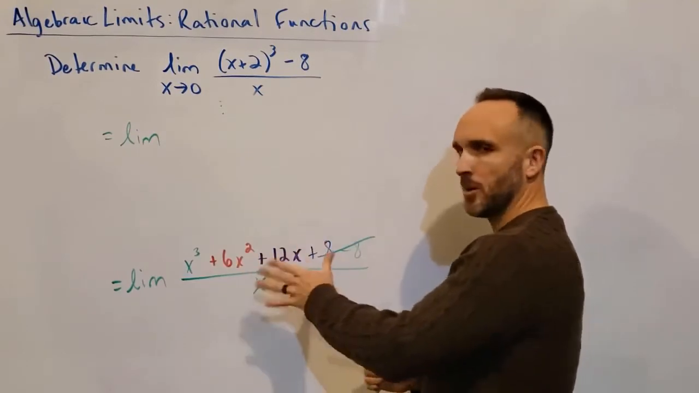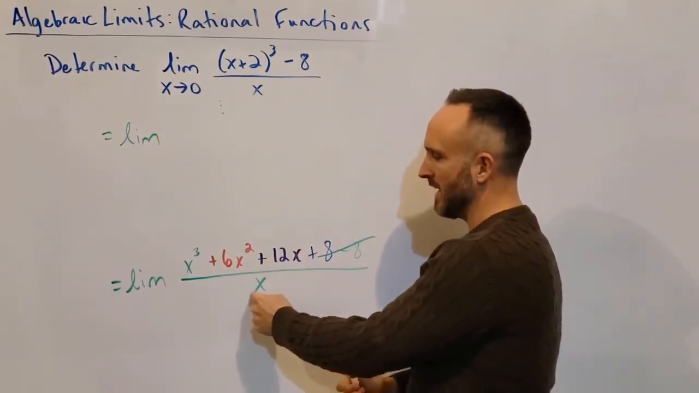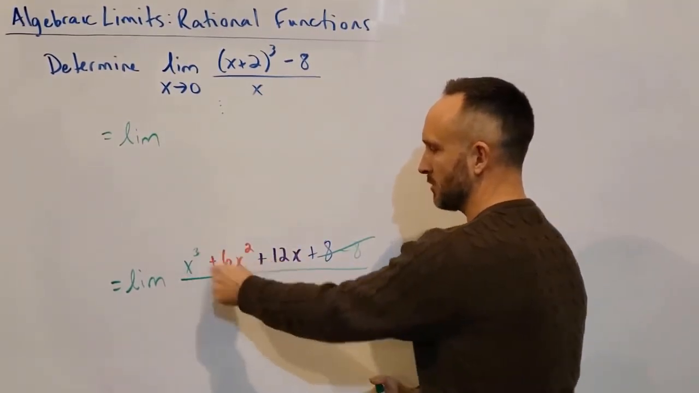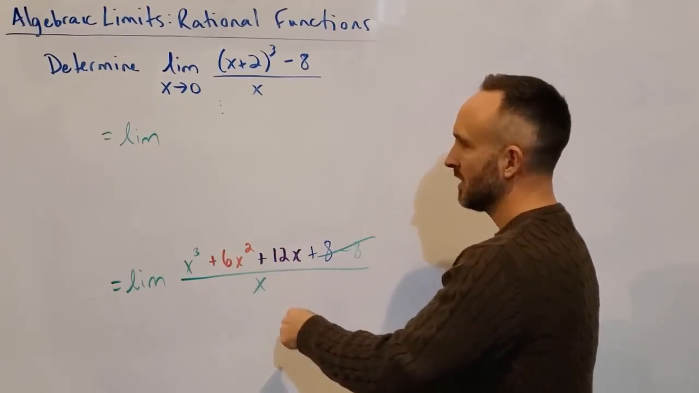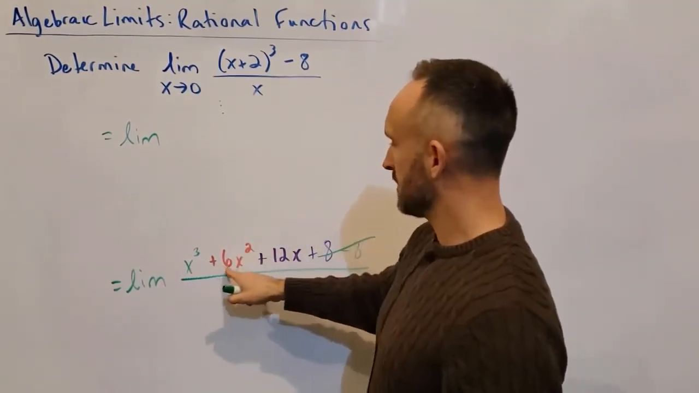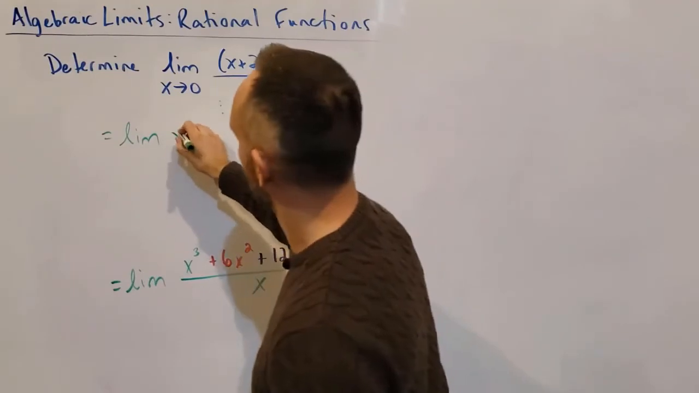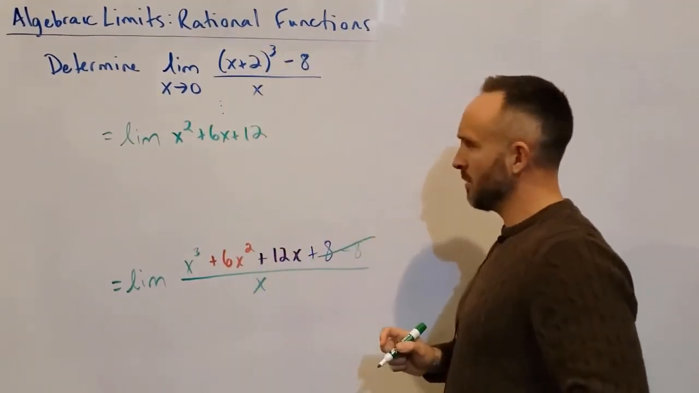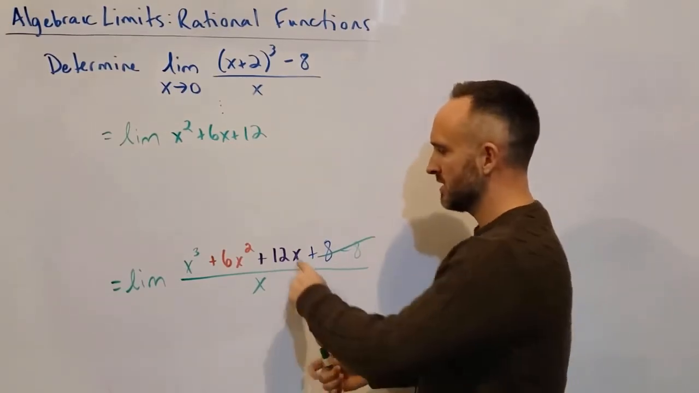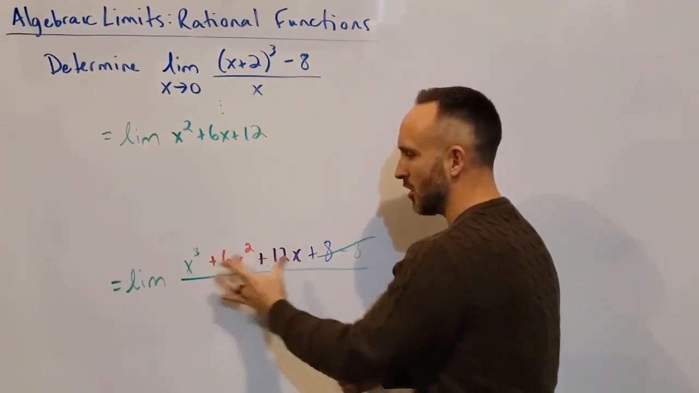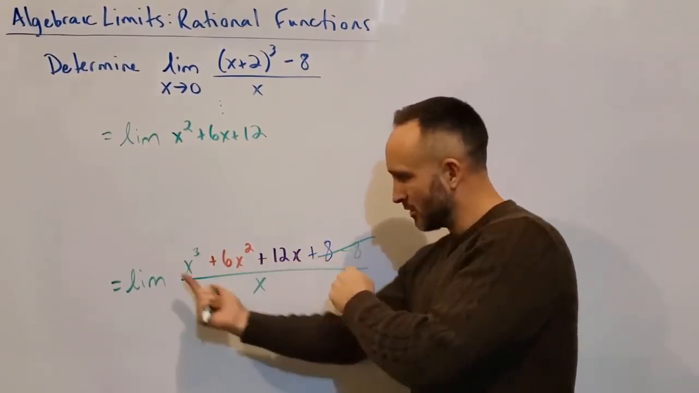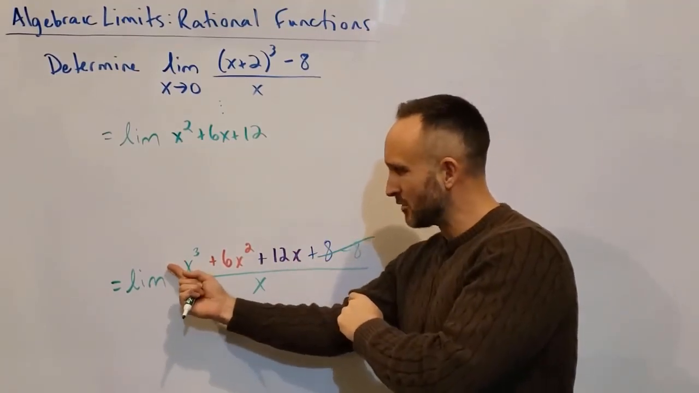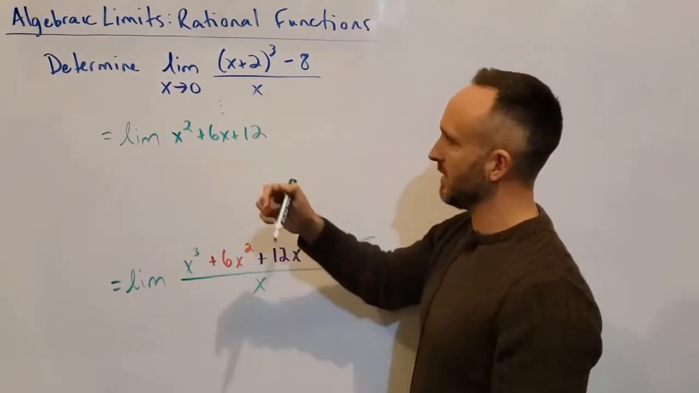And now, a couple different approaches. We're dividing by x, and all 3 of these are divisible by x. So I'll just divide them all by x. And so I'll get x squared plus 6x plus 12 when I divide by the x. The other approach is to take the x that's common to all 3 of the terms on top, factor it out, and then cancel the x with this x. Either way, we get this.